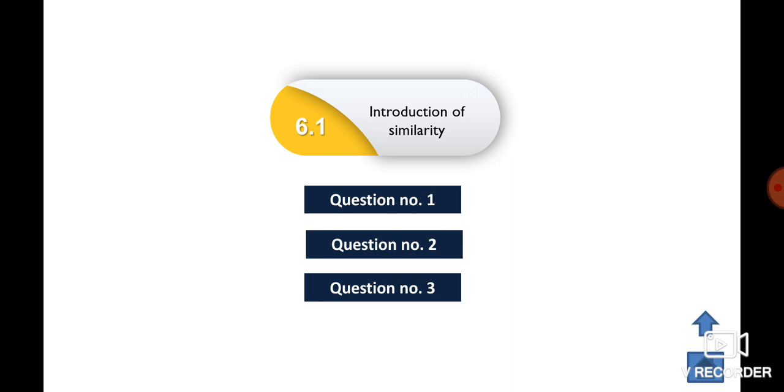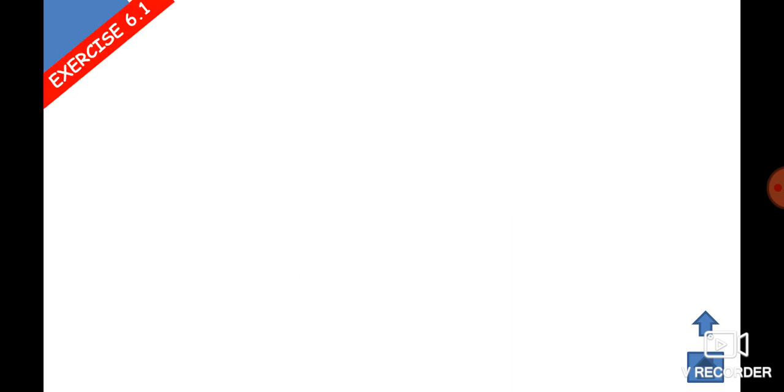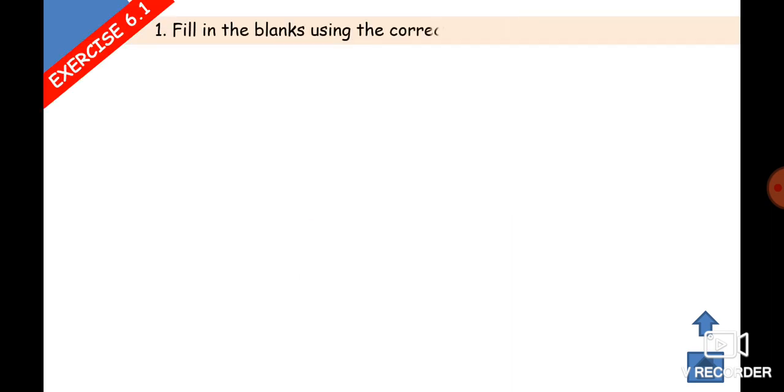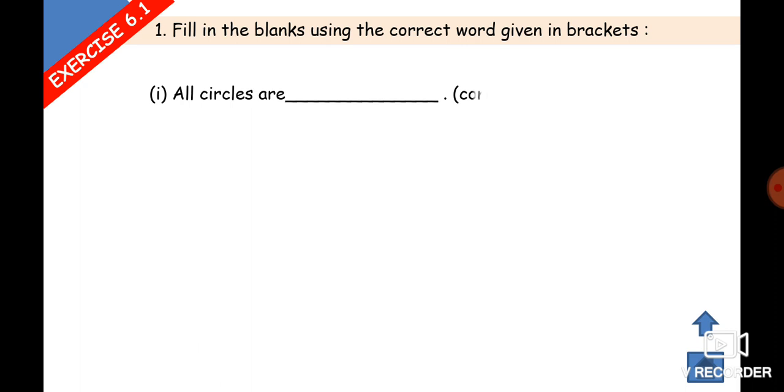Let's discuss the questions. First question we have: fill in the blanks using the correct word given in the brackets. All circles are, so answer will be congruent or similar. What according to you? As we have discussed, suppose for example, first circle is of radius 3 centimeter and second circle is of radius 5 centimeter, right? If I talk about whether the first circle is going to overlap the second circle or the second circle is going to overlap the first circle, so the answer is no. Therefore two circles cannot be congruent.